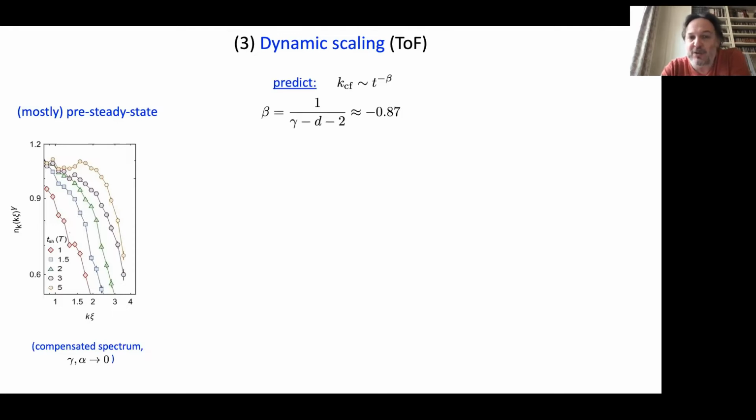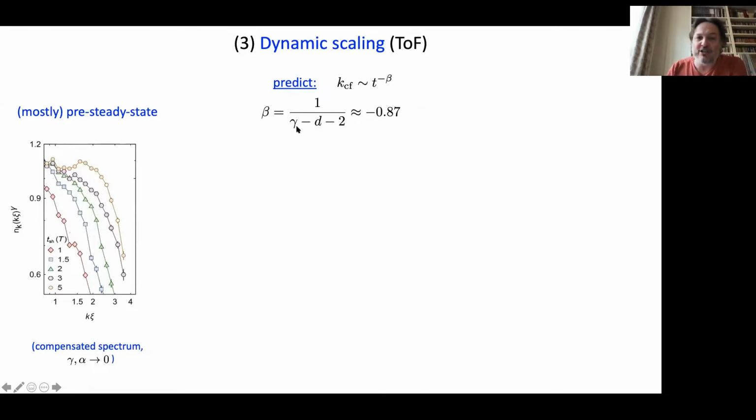And so now I can just predict, theoretically, that the speed of this front is not a constant speed, but the scaling of this cascade front should be t to the minus beta, and that beta should be minus 0.87. Now, I want to clarify what I mean by predict. This theory, the equation, is general. It involves some unknown gamma, the dispersion relation, which I know is quadratic because I'm below the healing length, and I put in the dimensionality.